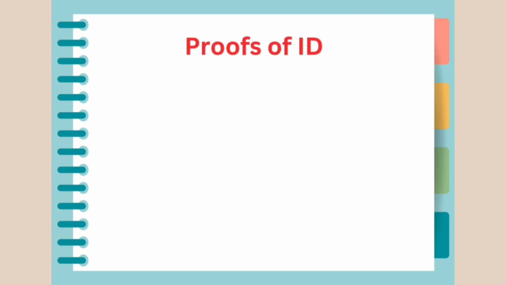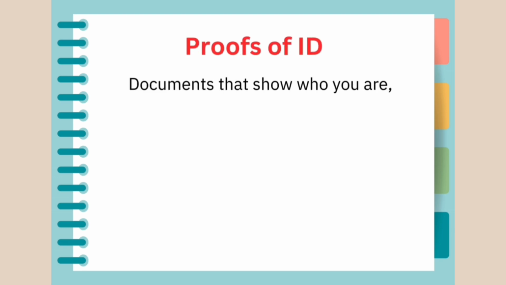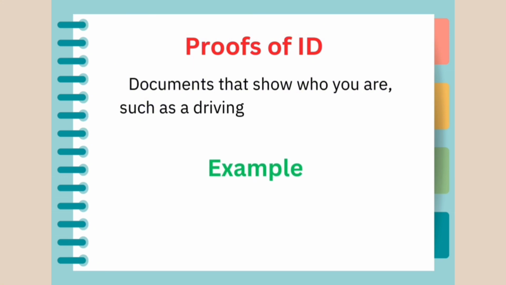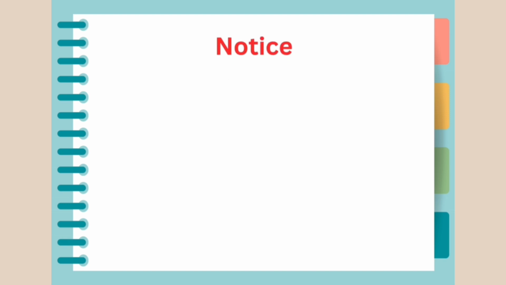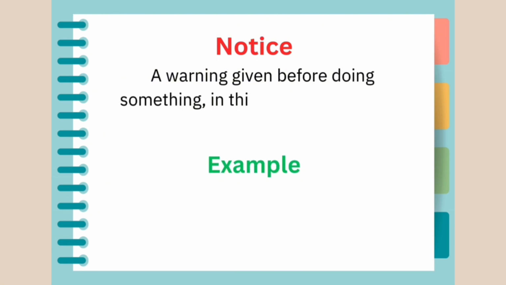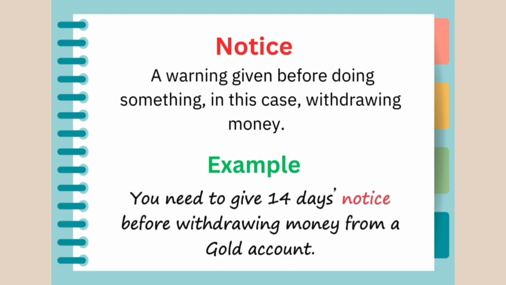Proofs of ID. Documents that show who you are, such as a driving license or telephone bill. Example, you need 2 proofs of ID to open a bank account. Notice. A warning given before doing something, in this case, withdrawing money. Example, you need to give 14 days notice before withdrawing money from a gold account.